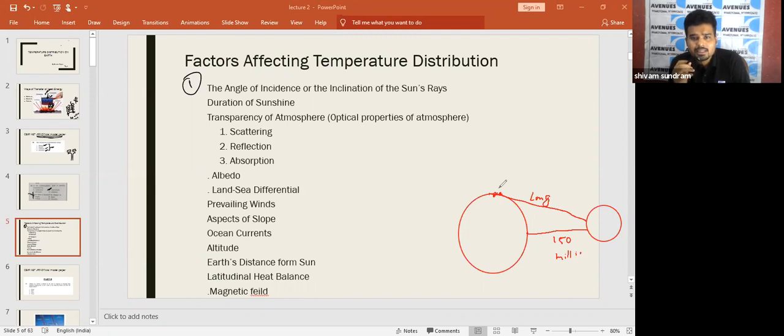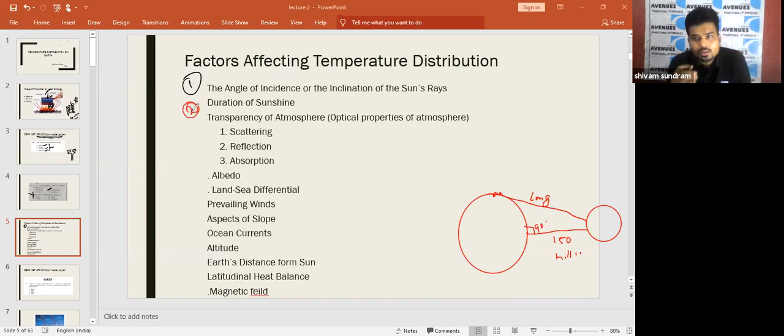That means if you decrease the angle of inclination, the intensity of light will decrease, and in this way temperature will decrease. That's why on the polar regions we have cold conditions, because here the angle of incidence is very small, while on the equator it is 90 degrees. Is this clear? I hope it is clear. Now, duration of sunshine.